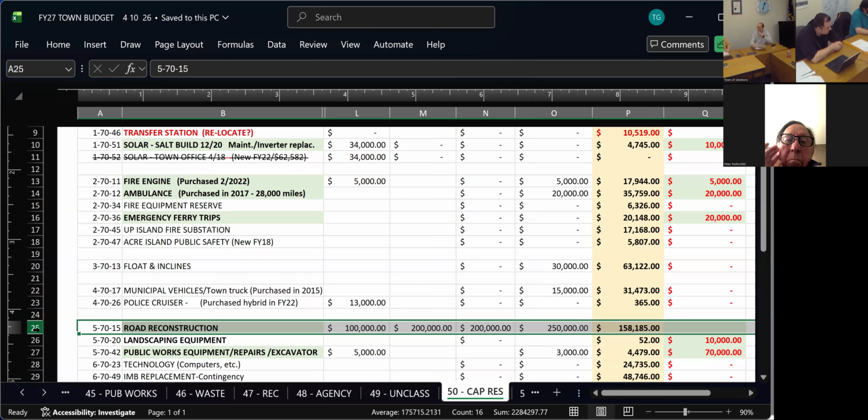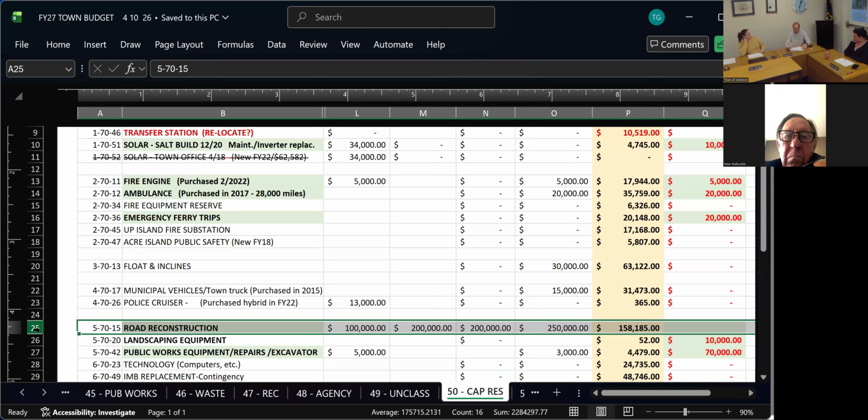The other question I had was the health center. We arbitrarily took 100 off of that, and I don't know where that is in this budget.